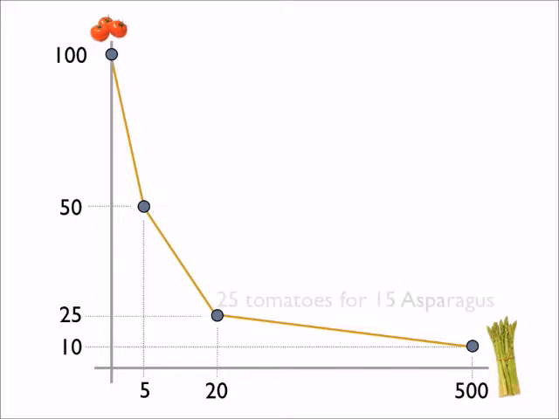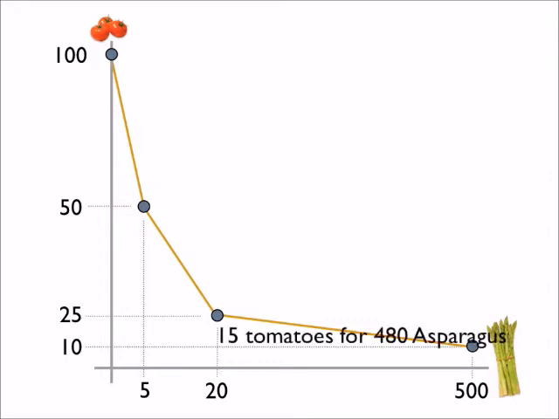Now, as they move downward, they're willing to give up 25 tomatoes for 15 asparagus because they have less tomatoes, so they need more asparagus in return. Until eventually, when they're running low on tomatoes, they have to get back a lot of asparagus to trade any more tomatoes. Again, this represents how people will trade two items, in this case, tomatoes and asparagus.